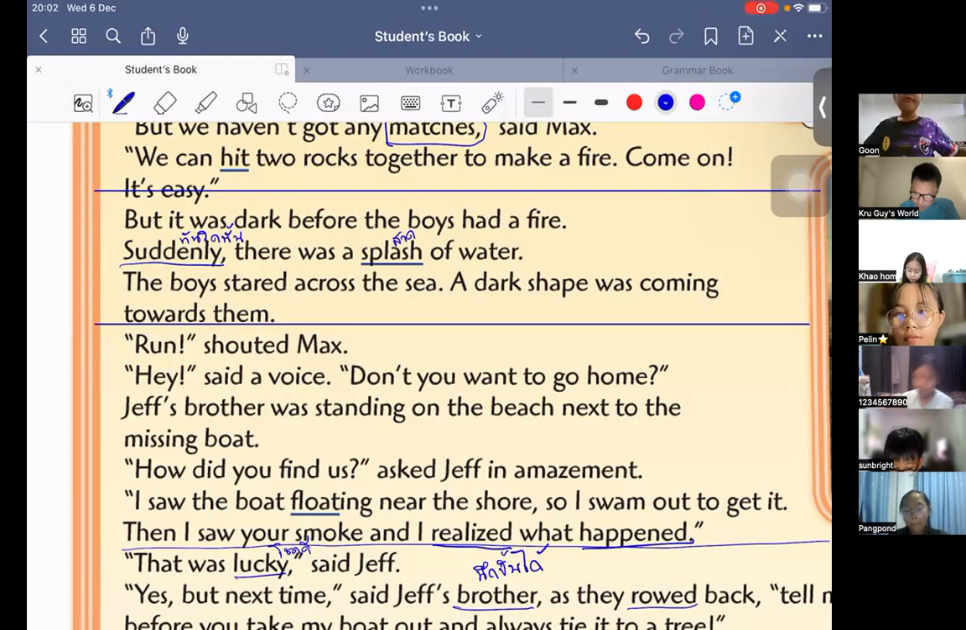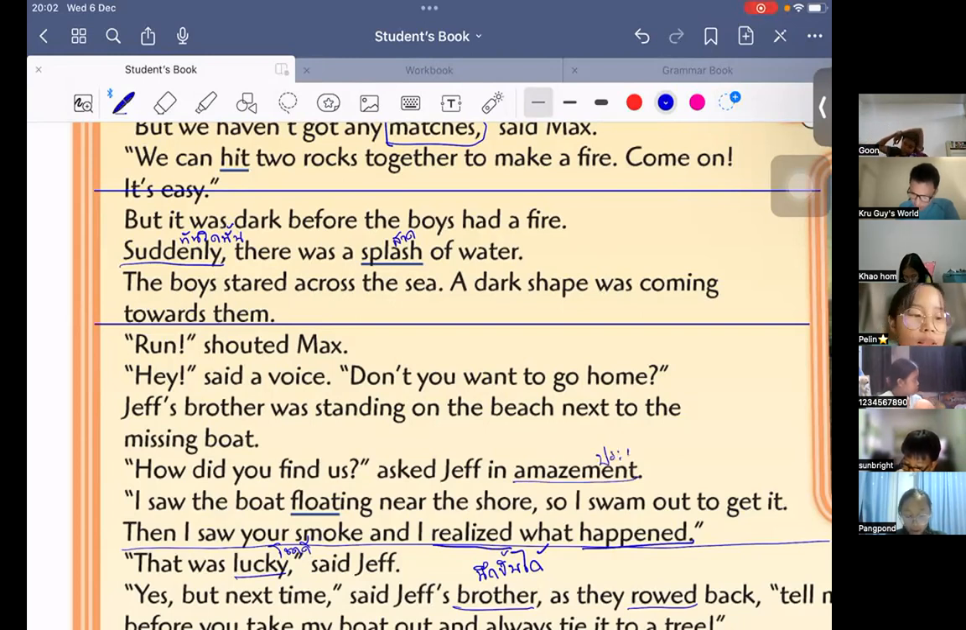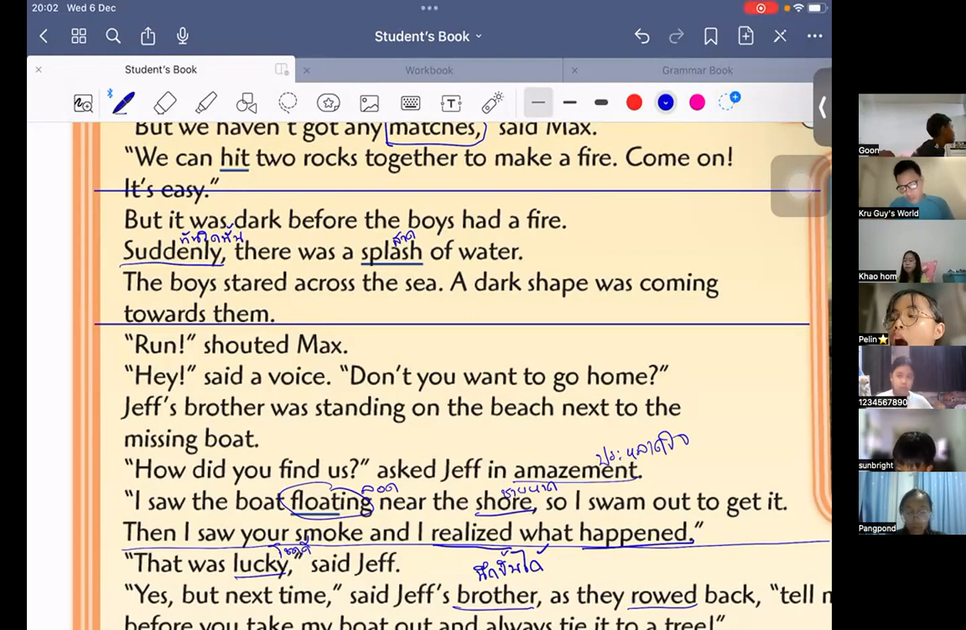Jeff's brother was standing on the beach next to the missing boat. "How did you find us?" asked Jeff in amazement. "I saw the boat floating near the shore, so I swam out to get it. Then I saw your smoke, and I realized what happened." Floating, it is floating near the shore, like seashore.